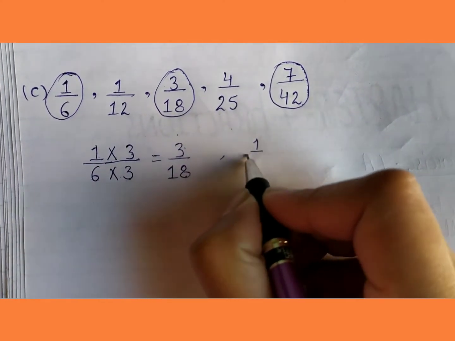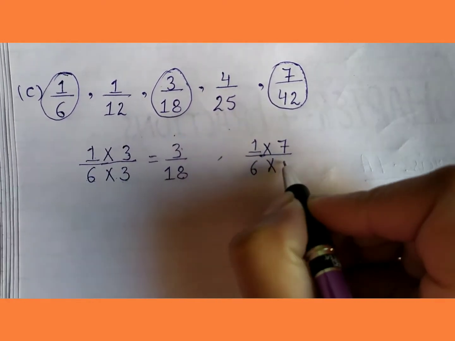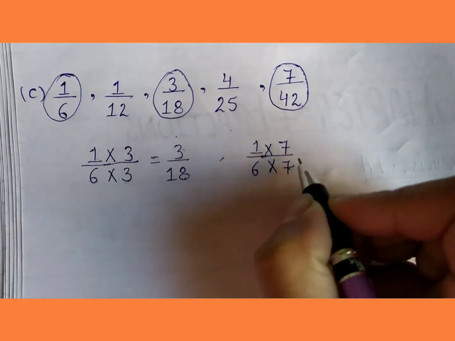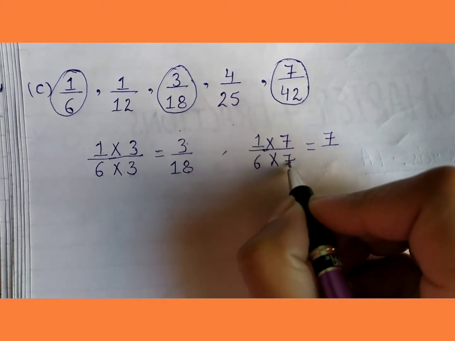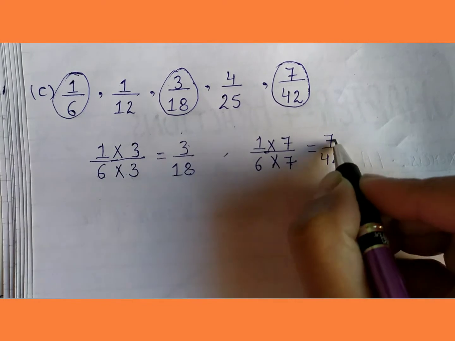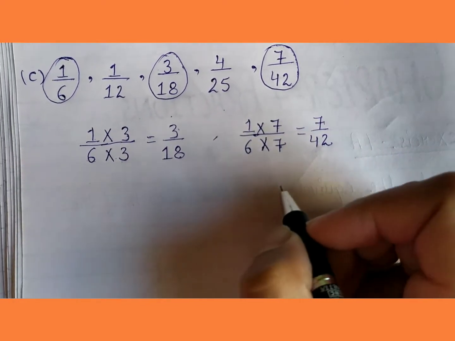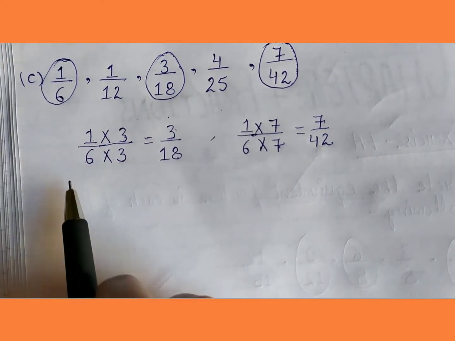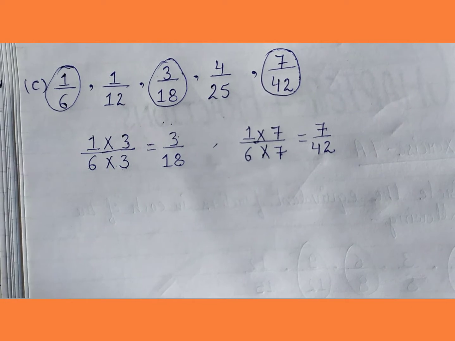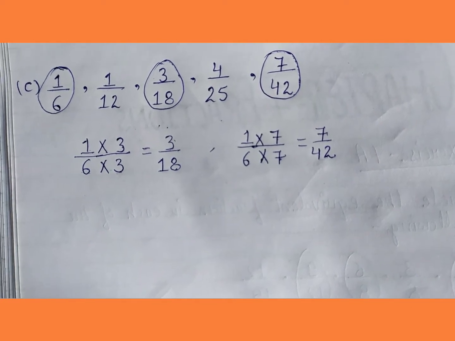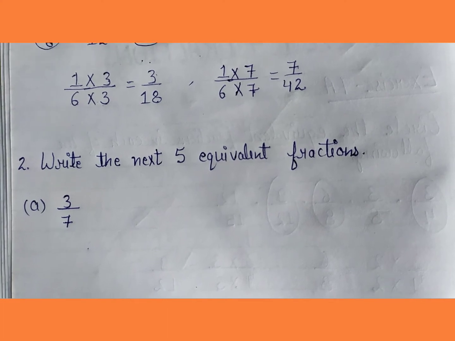Similarly, 1 upon 6 multiply by 7 in the numerator and denominator. 1 multiply 7 equal to 7. 6 multiply 7 equal to 42. 7 upon 42 is the equivalent fraction of the 1 upon 6. So that 1 upon 6, 3 upon 18, 7 upon 42 all are equivalent fraction. Okay children? Question number 2. Write the next 5 equivalent fraction.